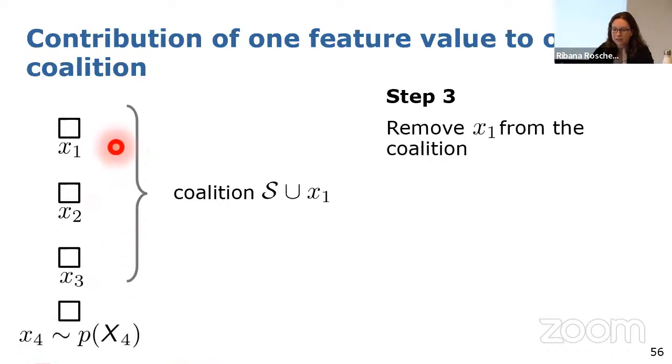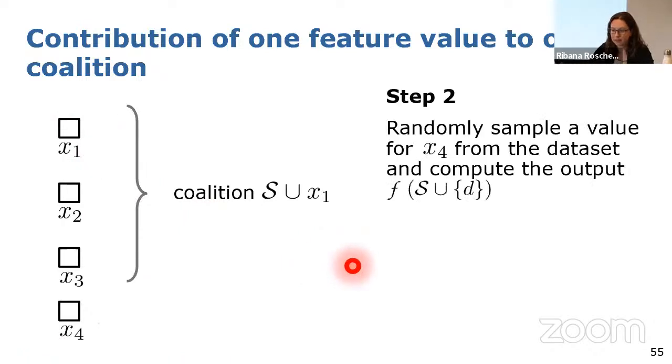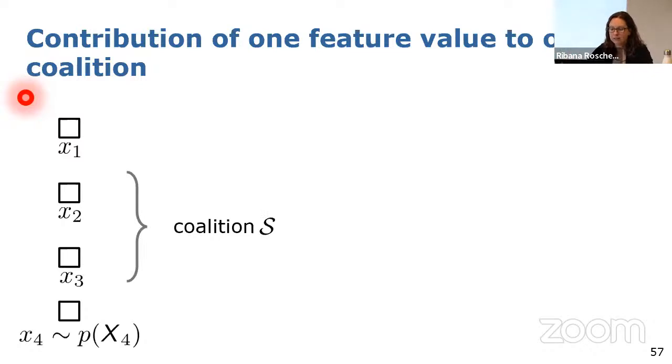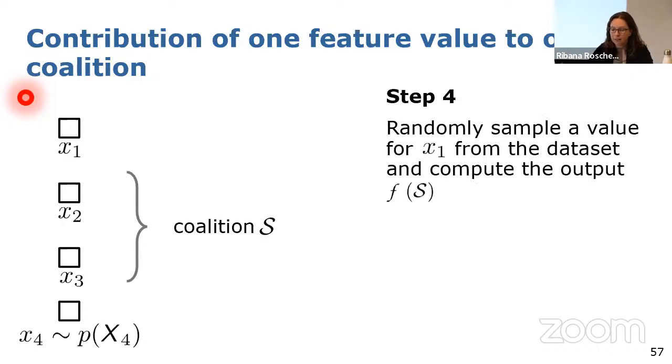What you do then is you remove X1 from the coalition. I forgot to say, yeah, and you compute the output. This is important. This is one value you need to store. Then you remove X1 from the coalition because you want to actually know what is the contribution of X1, like this. And then you randomly sample a value for X1 from the data set and compute the output.